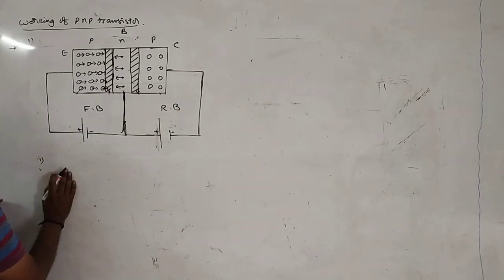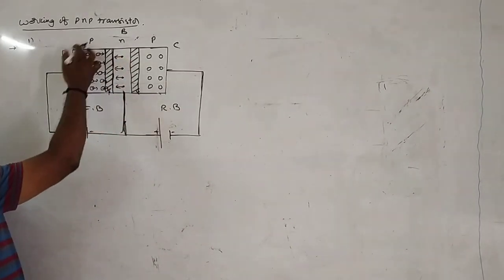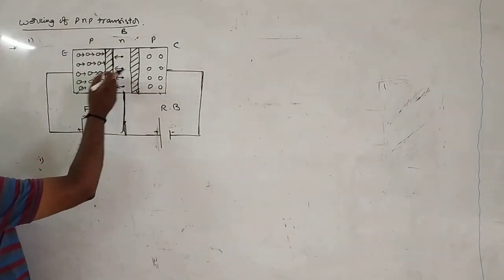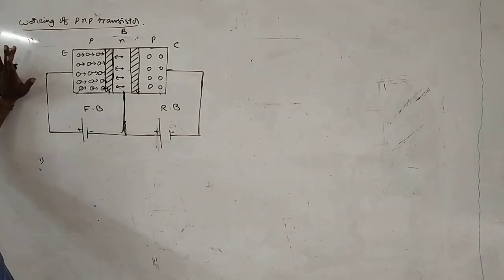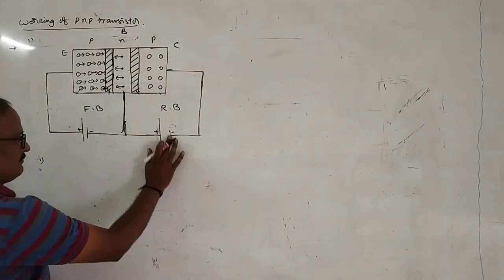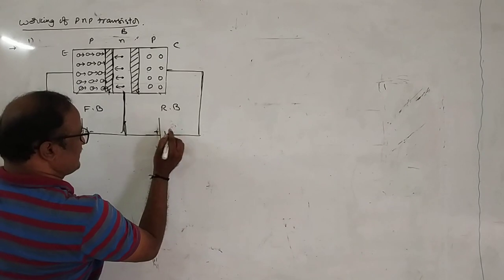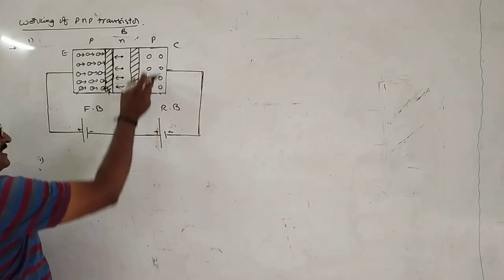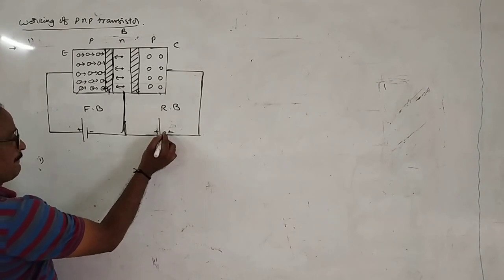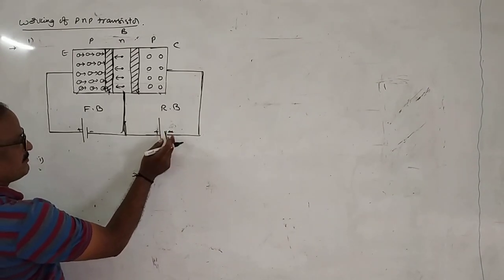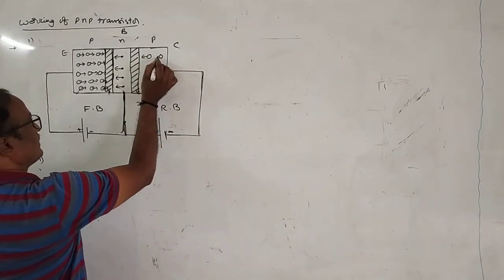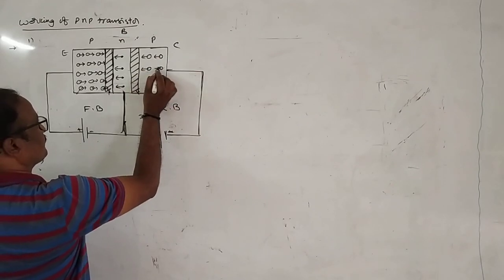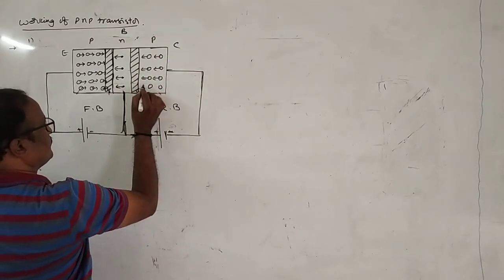Suppose it is in forward bias, and at the same time the collector diode is in reverse bias, which means the positive charge holes in the collector region are also repelled strongly from the negative polarity of the battery. That's why these are moving like this.